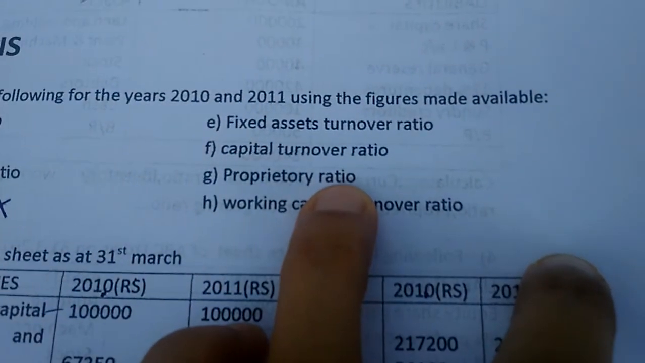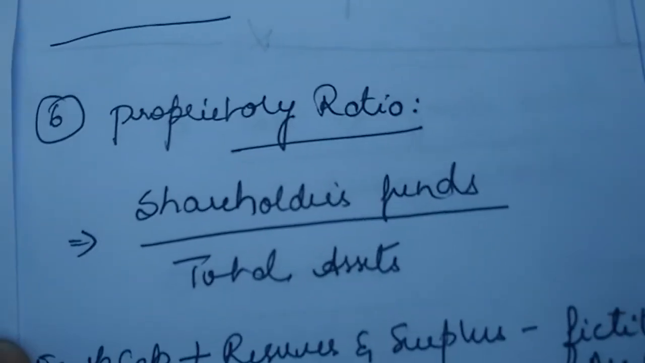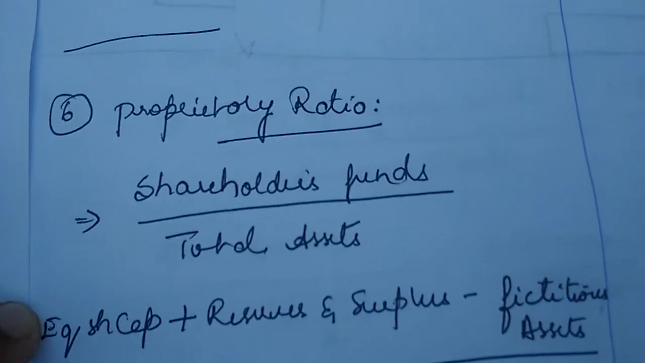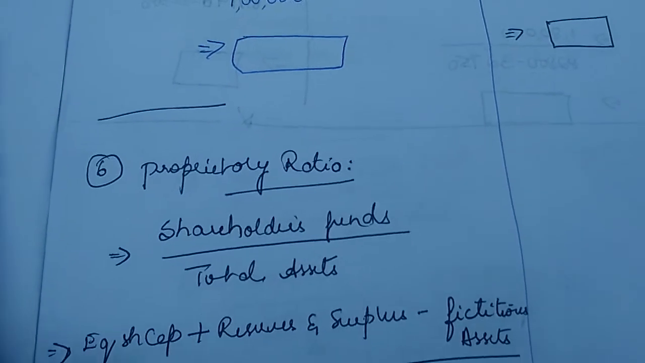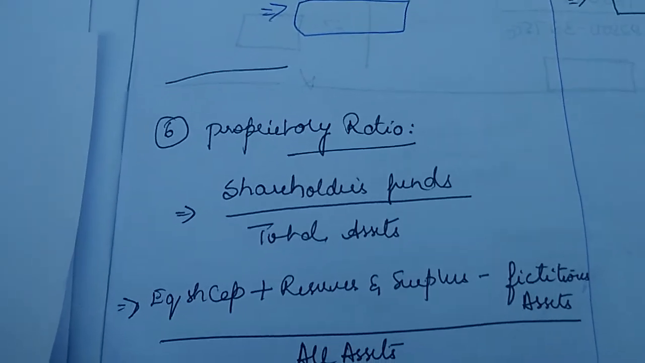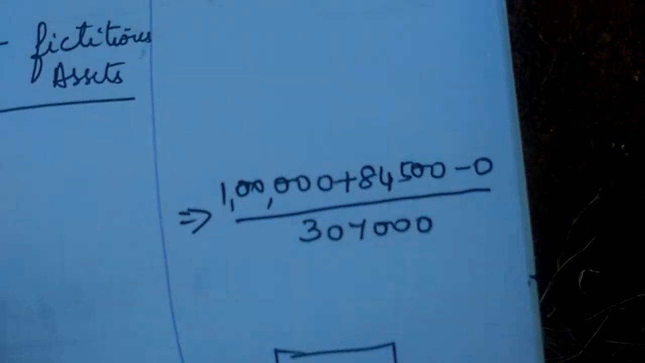Next, proprietary ratio. Shareholder fund divided by total asset. Total asset means it includes all types of assets which you can find on your asset side. Shareholder fund means all items related to shareholders come. So these are the things, and this is the formula. Formula is already given, please refer to it once again. If you can't understand my handwriting, let me know, please make it clear. Then amount you have to calculate. This is for 2010. 2011 I have given in this column.